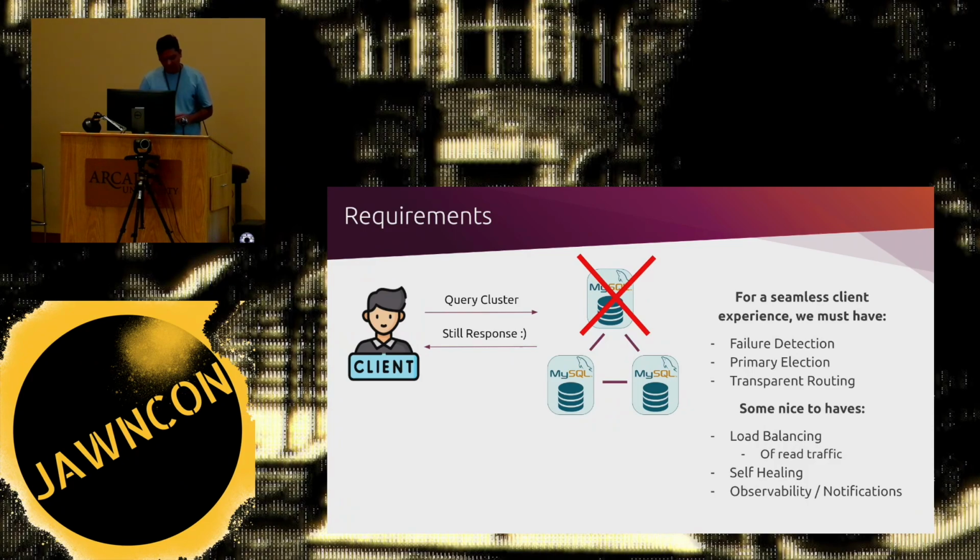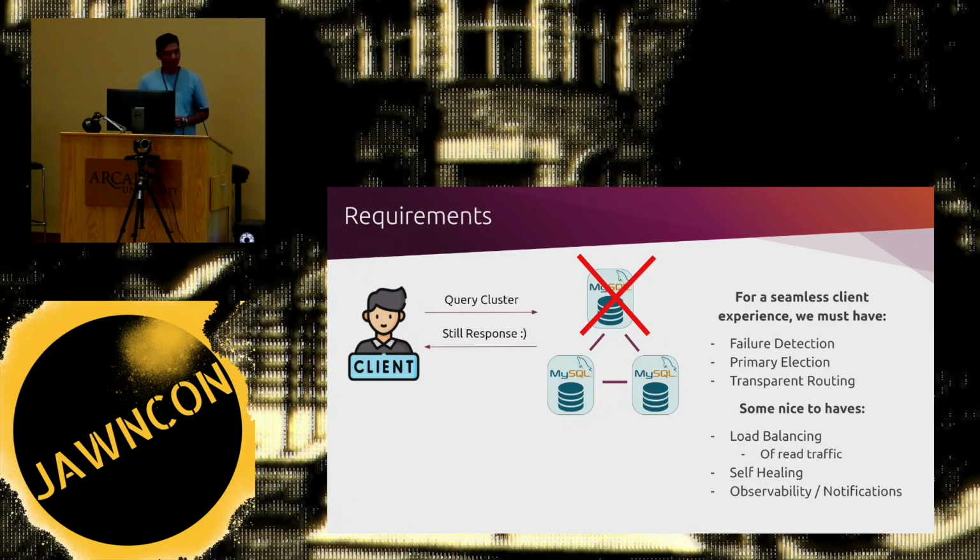Some nice-to-haves include load balancing. Since you're adding redundancy by adding new nodes, it's nice to distribute your read traffic across all the nodes. That helps with distributing read traffic, but MySQL Group Replication also has multi-primary, so you can split your write traffic across multiple nodes, which is pretty cool.